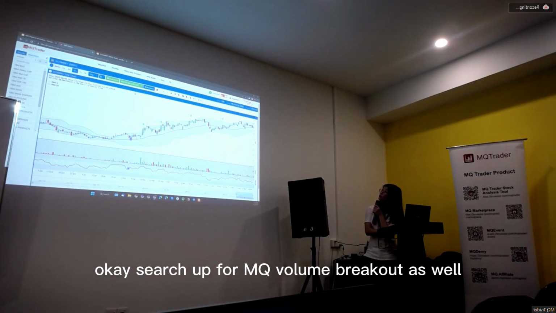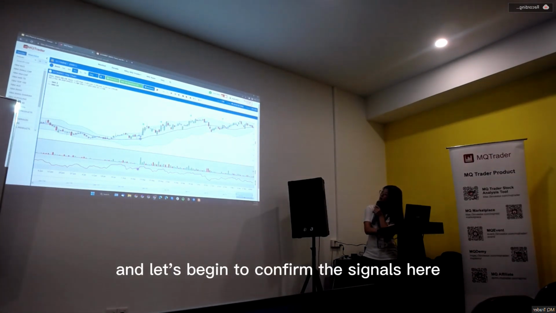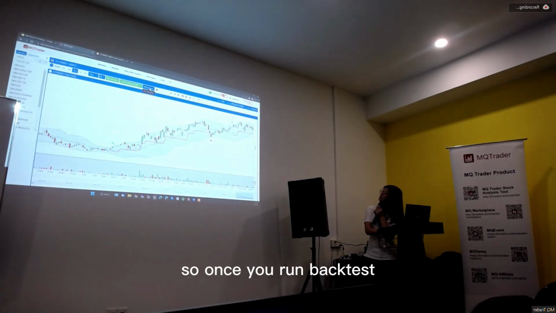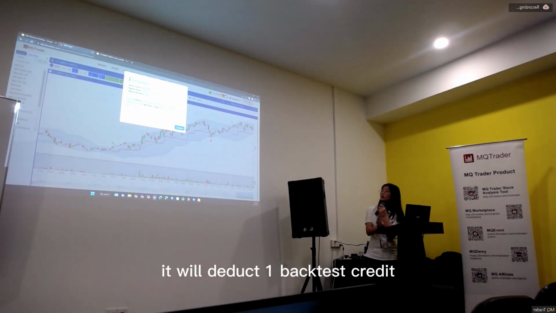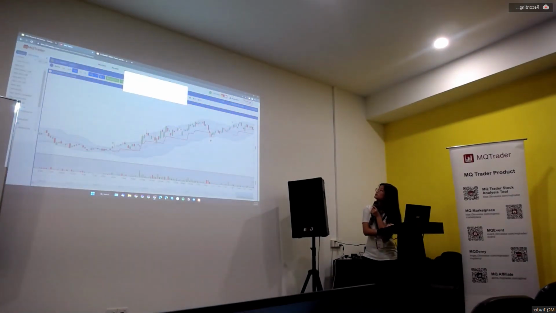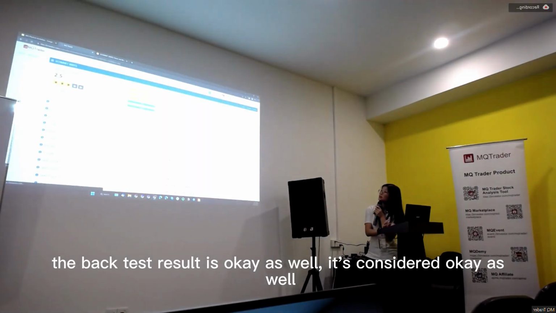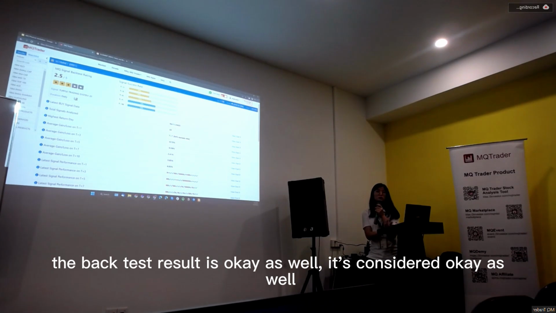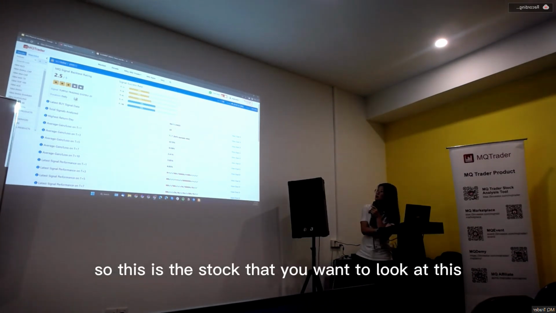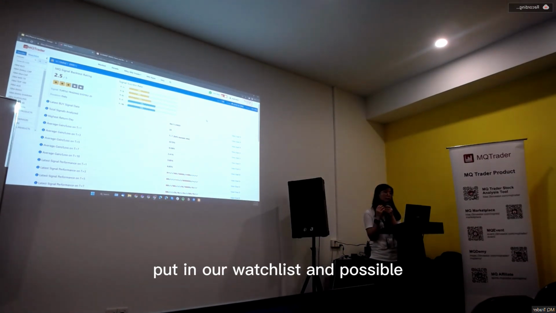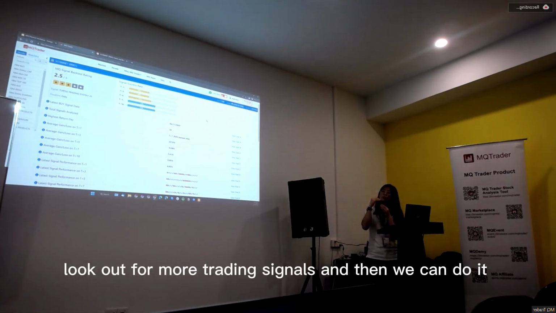You can search out for MQ volume breakout as well. And again, it confirms the signals here. So once we run the back test, it will deduct one back test credit. Then you can see that the back test result is okay as well. Okay, so this is a stock that you want to look at. This is a stock that we want to put in our watch list, and if possible, we want to look out for more trading signals, and then we can go in.